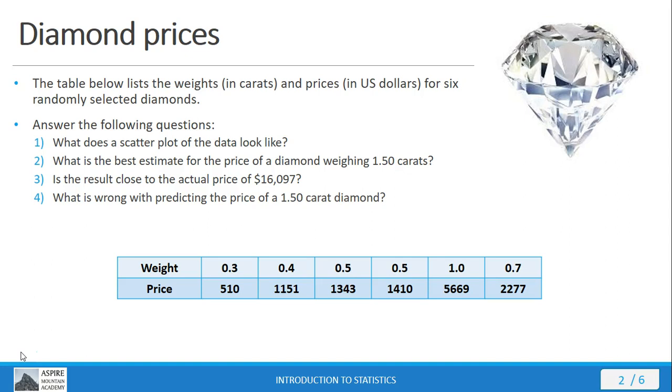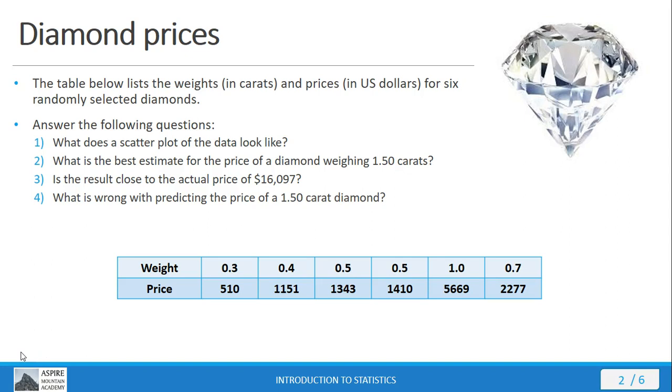So we asked 4 questions about this data set. First, what does a scatter plot of the data look like? 2, what is the best estimate for the price of a diamond weighing 1.5 carats? 3, is the result close to the actual price of $16,097? And 4, what is wrong with predicting the price of a 1.5 carat diamond? We take these questions one at a time.